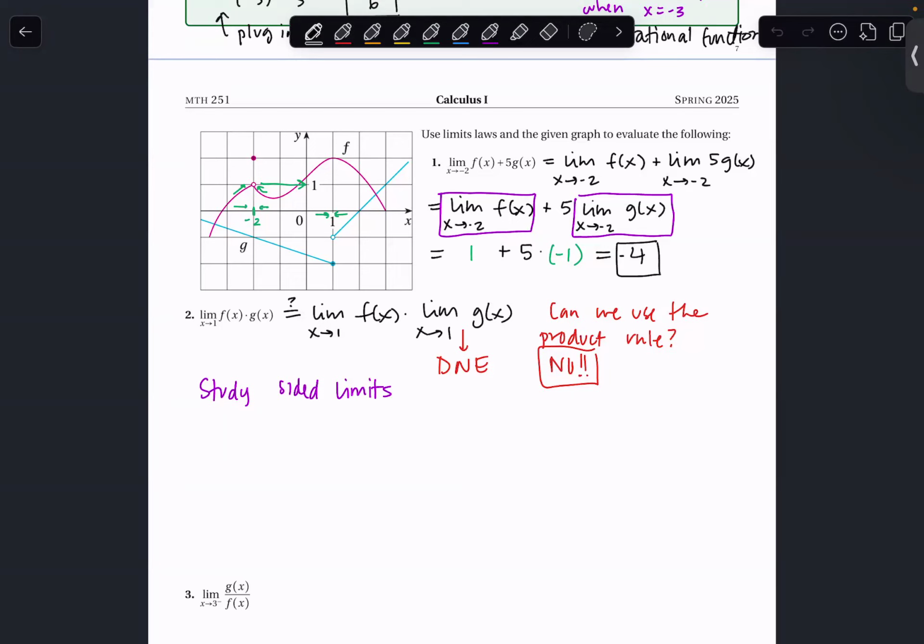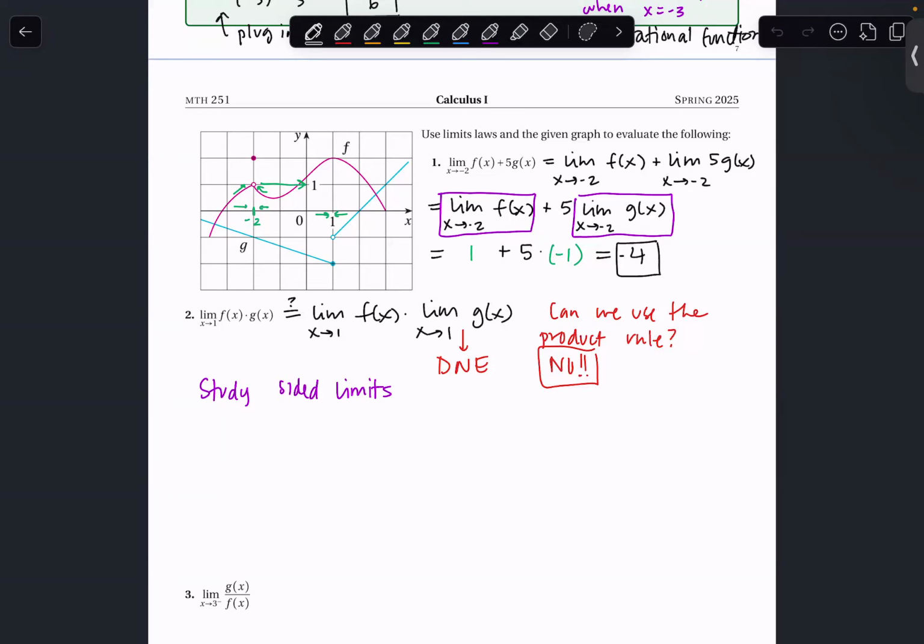Alrighty, so the next one we have is about a product. So first thing we want to decide is, can we use our product rule here? So here we look at x equal to 1. We see for our function f, it approaches the number 2. But for our function g, we have this gap here. On the left, it approaches a number. On the right, it approaches a different number. So my limit does not exist at that specific point. So I can't use this rule here for products for my overall limit.